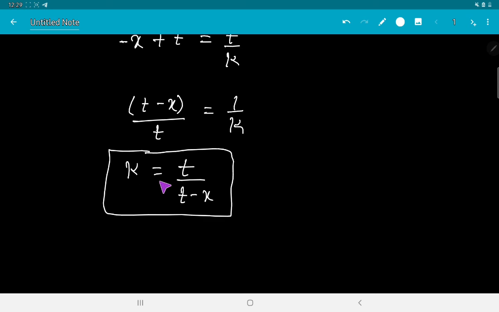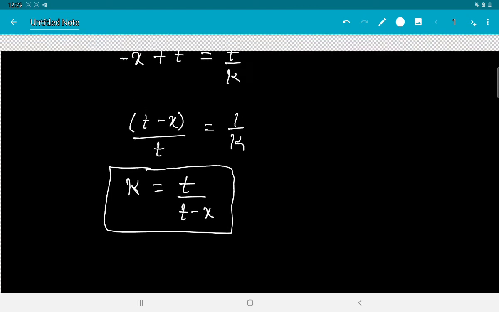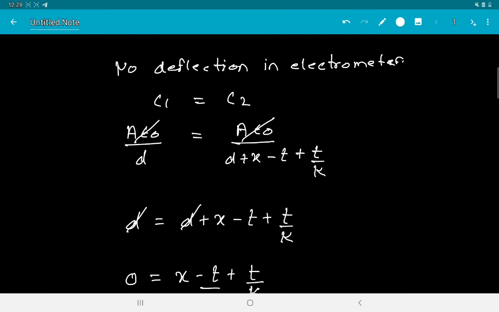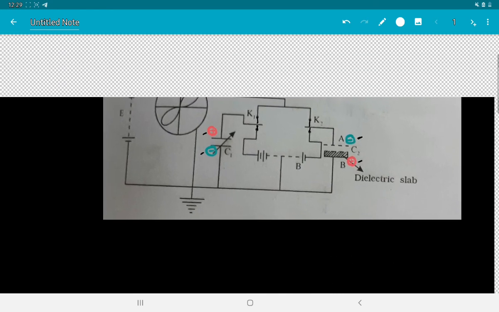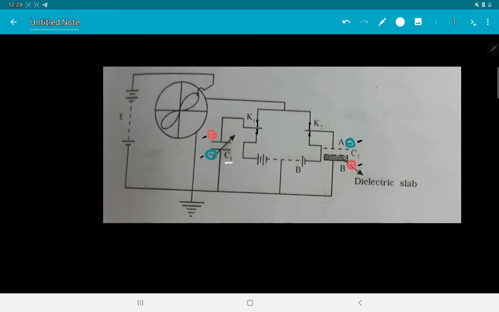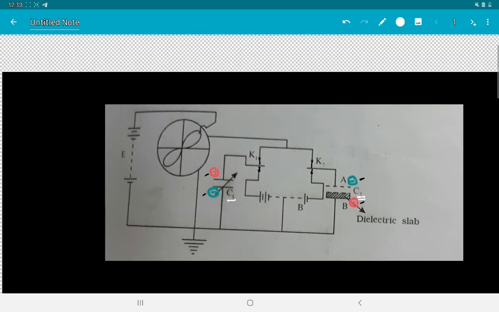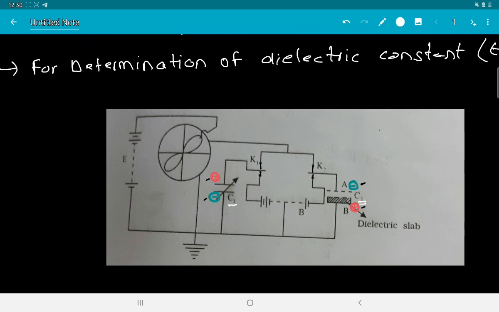So this method will give us a way to find out this K, which is also the dielectric constant. This method is called Hopkins null method because the electrometer shows null deflection when the capacitors become equal. We have a variable capacitor C1 and a constant capacitor C2, whose capacitance also can be changed by moving the plates downwards. So this was the Hopkins null method for determination of dielectric constant.